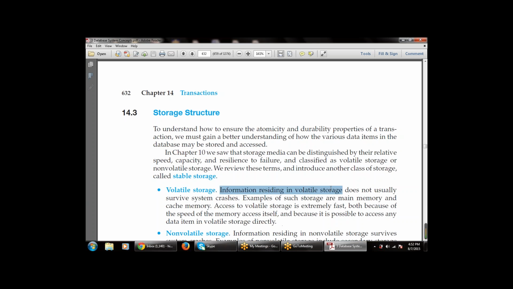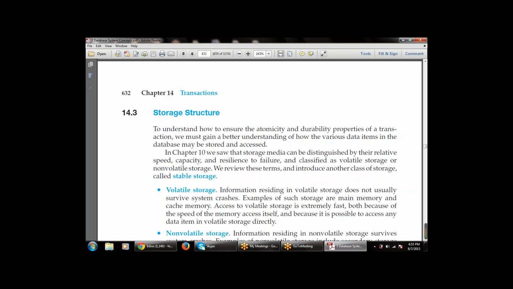Whatever information is residing in the volatile storage does not usually survive system crashes. That means volatile memory means whenever the power has gone, the data will vanish. Examples of volatile storage are main memory and cache memory. So there are two memories available in the volatile, and we have discussed these memories in detail in the first classes, at the start of the computing system.